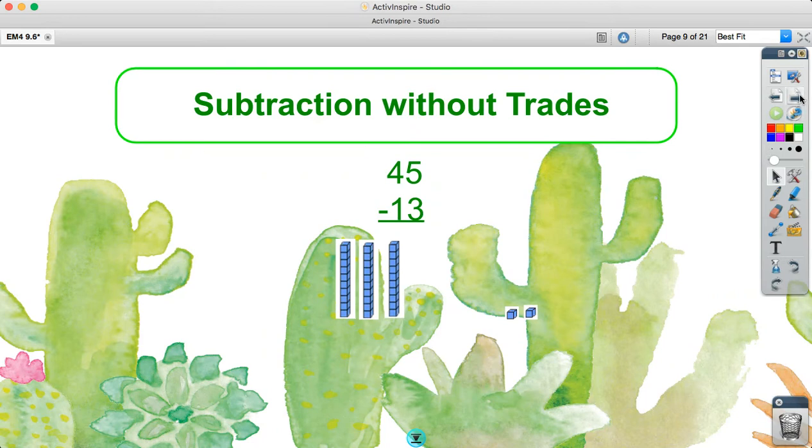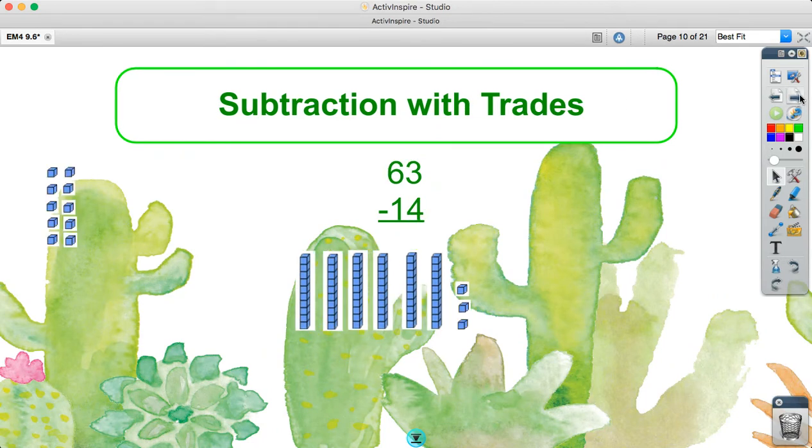Let's try another one. This time we're going to practice subtraction with trades. The problem is 63 minus 14. I have 6 longs, and I have 3 cubes to start. I'm going to subtract 14. I'm going to subtract 1 long. Before I can subtract my 4 cubes, I need to exchange or trade 1 long for 10 cubes.